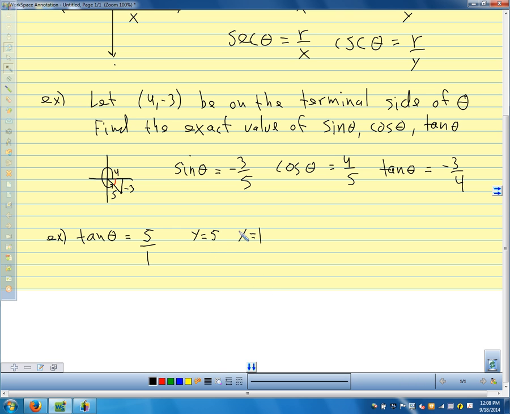How long would the hypotenuse of this triangle be? Square root of 26. Isn't that what we got in our problem? We ended up with the square root of 26. So r equals square root of 26, and we end up in the same place that we were before.